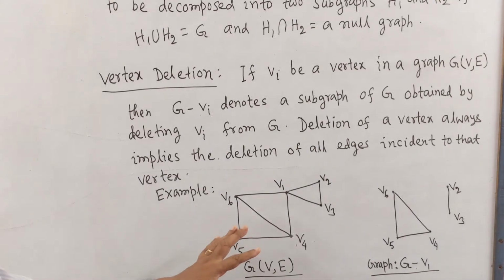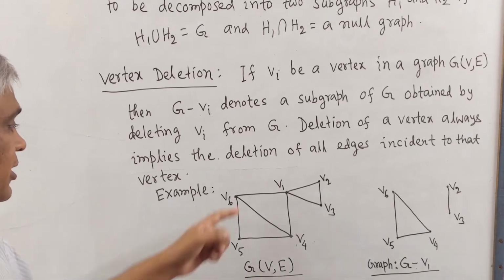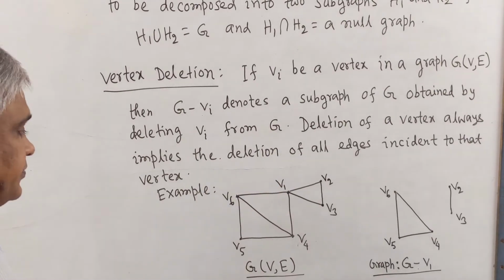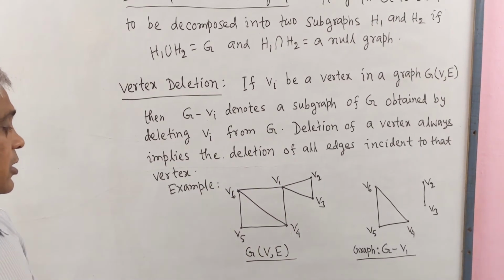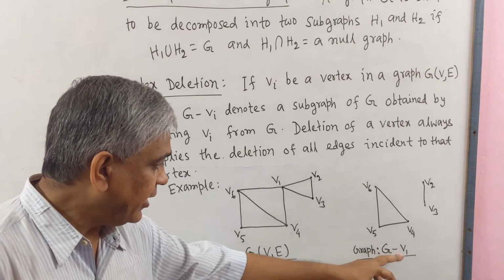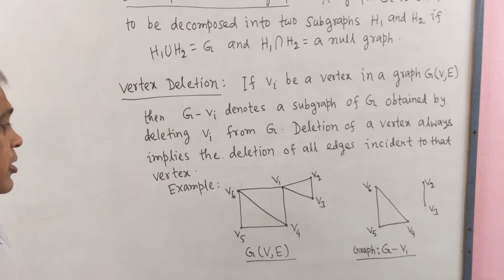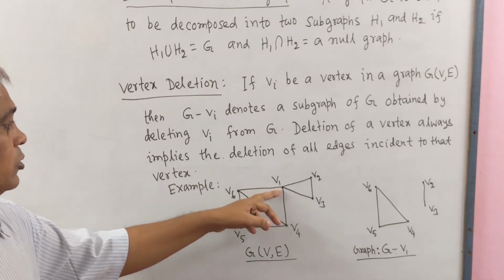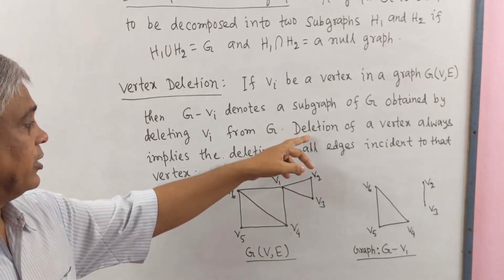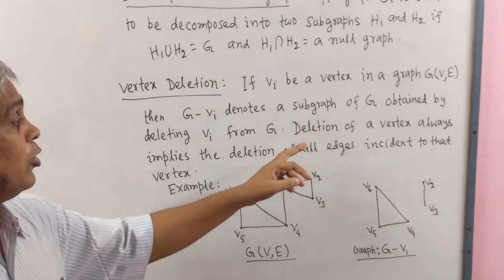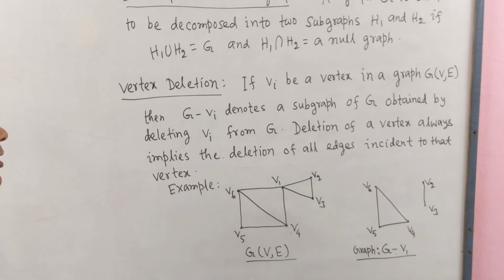By an example, we may show this. Let G(V, E) be a graph. Here we have 6 vertices. This is graph G minus V1. We delete here the vertex V1. So here deletion of a vertex always implies the deletion of all edges incident to that vertex.